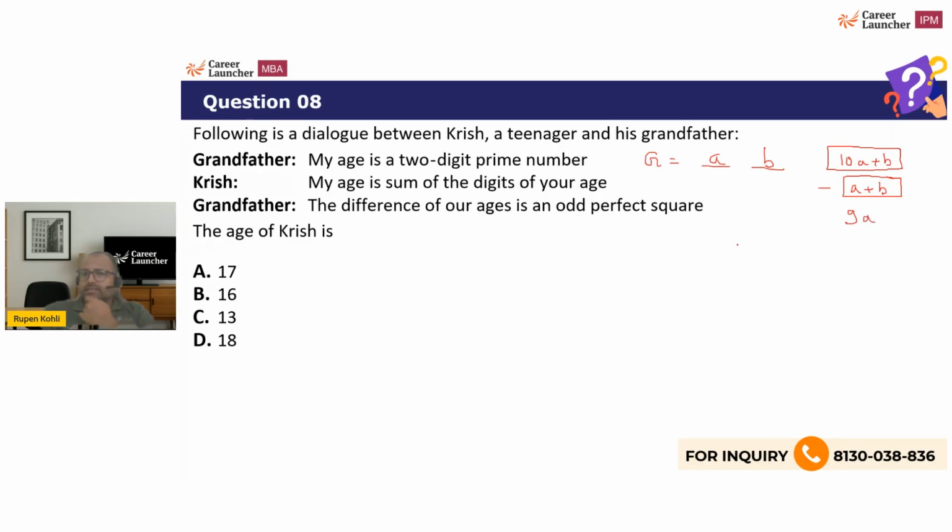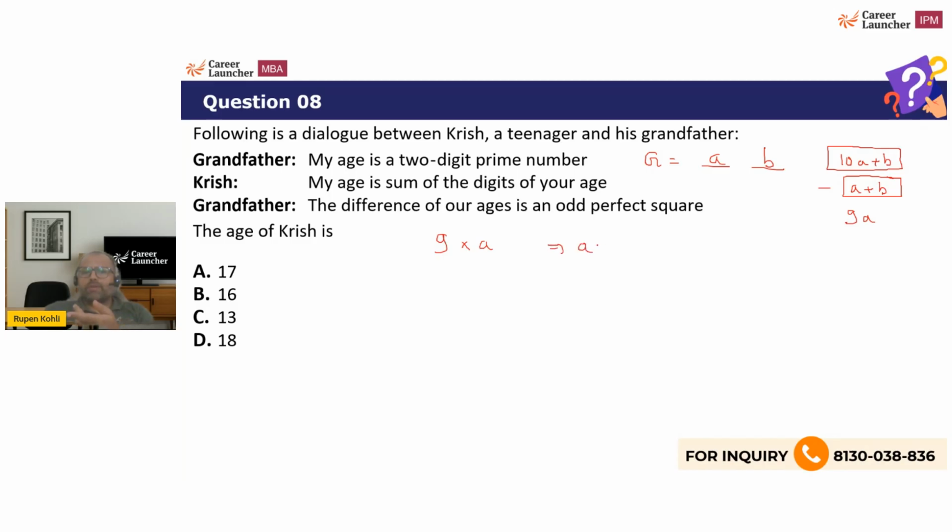A is a digit. 9 into A. Now this is 9 into A, because that's exactly what it is. It's an odd perfect square. 9 is already an odd perfect square. 9 is already 3 square, right? A could be therefore another perfect square.